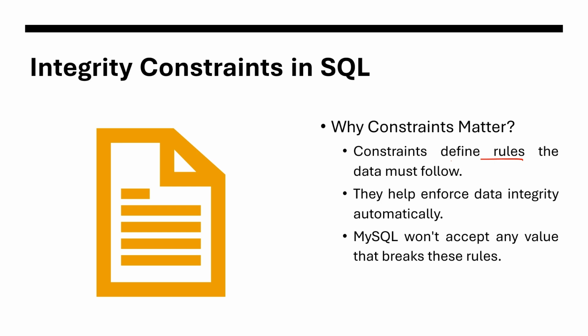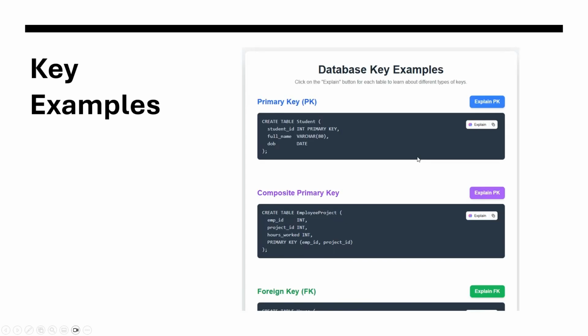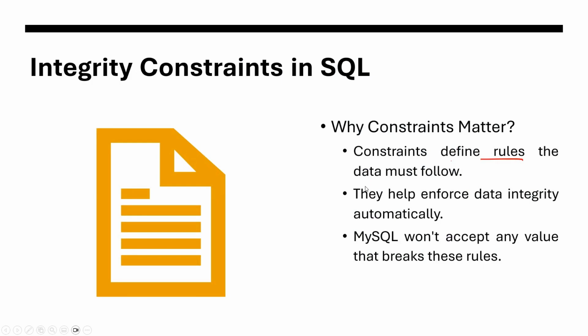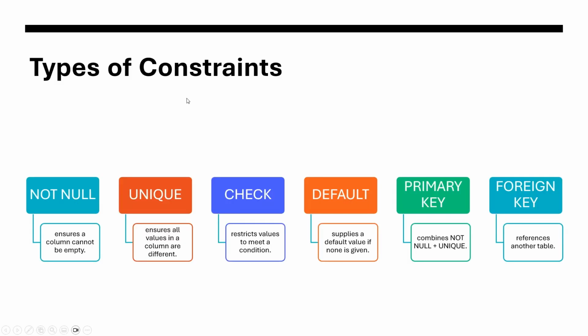So, why do constraints matter? Obviously, there are different reasons why constraints matter. I have mentioned here that they help enforce data integrity automatically. MySQL won't accept any value that breaks these rules. There are different types of constraints. The most common one is not null, all right? Unique, check, default, primary, and foreign key. These two are the constraints that we have been discussing so far, and it's relatively easy to understand. But we are going to talk mainly about not null, unique, check, and default constraints.